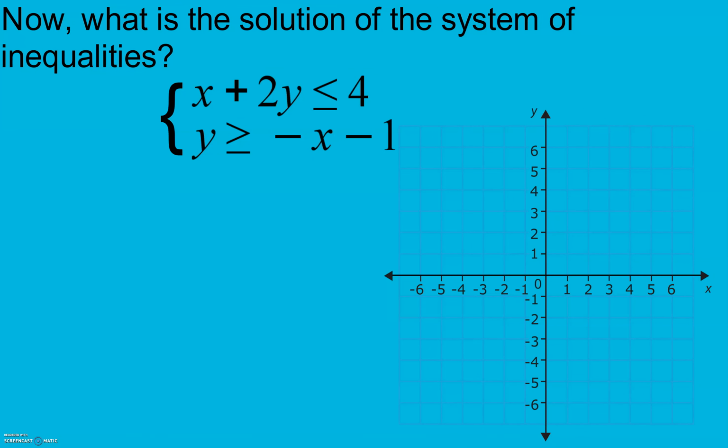We want to know, what is the solution of the system of inequalities? So I'm going to graph each line. My top line is in standard form, so if I want to, I can use intercepts here. To find my x, I plug a 0 in for y. So my x-intercept is going to be at 4. My y-intercept, I'm going to plug a 0 in for x and solve. So my y-intercept is going to be at 2.